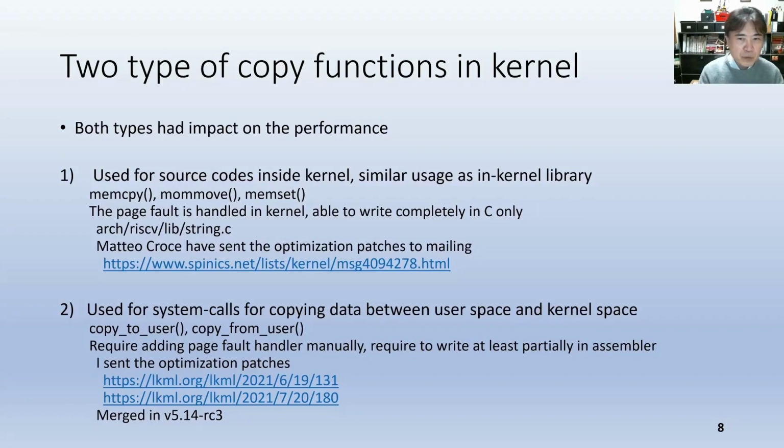For improving the performance, both types of copy function were required to be improved. So Matteo was optimizing the regular copy functions used inside the kernel: memcpy, memmove, memset, etc. These are the copy functions used automatically inside the kernel. When a page fault occurs, the Linux kernel will automatically allocate the page and then come back to the function, so there is no special handling inside the copy function. So you could write it completely in C.